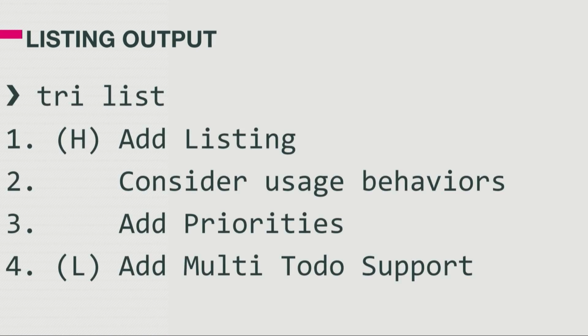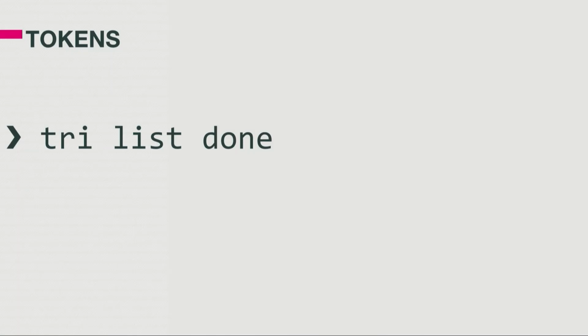All right, so maybe we add some labels to the side. And then the question is, we obviously don't want our entire to-do list every time. That can become quite overwhelming. So how are we going to filter it and find the exact parts that we need? We can use tokens like try list done or try list in progress. That's too many words. Try list to do. That's weird.